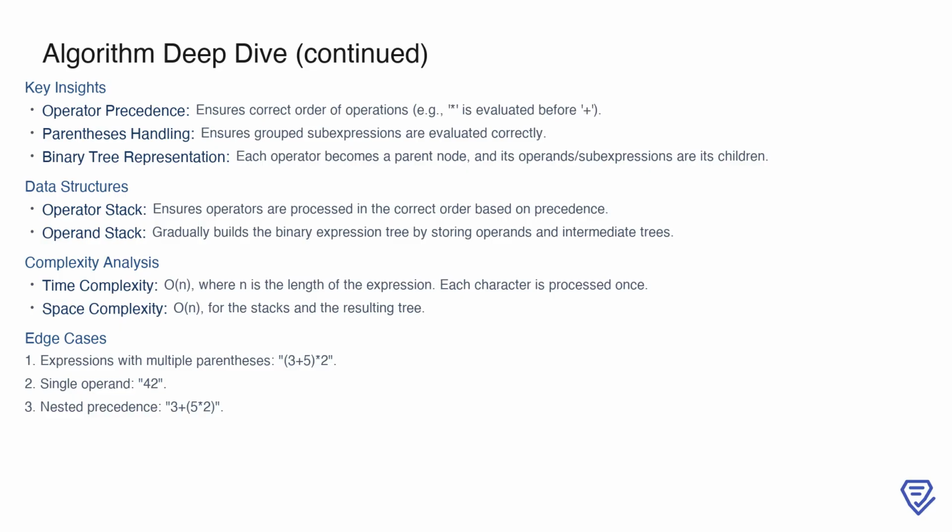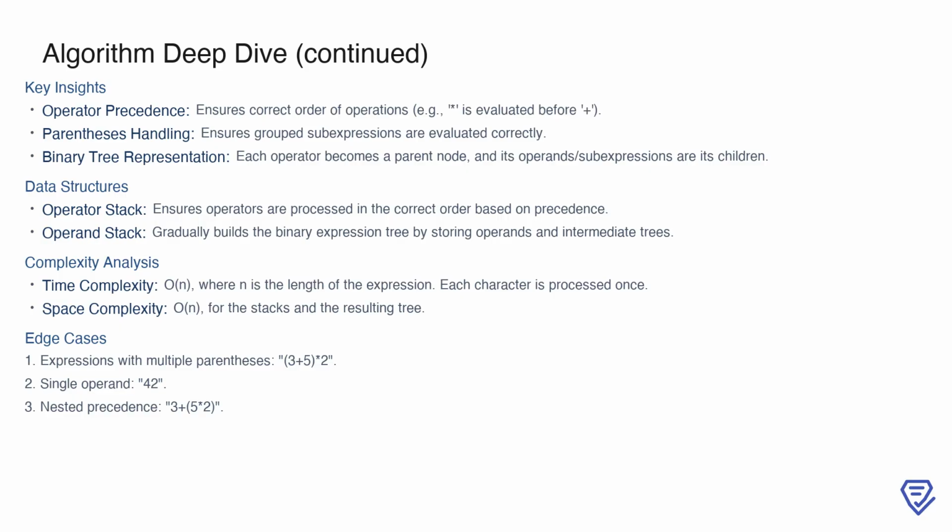This approach relies on key insights to ensure correctness. The use of operator precedence guarantees that operations like multiplication and division are evaluated before addition and subtraction. Parentheses are handled carefully to enforce proper grouping of sub-expressions. The resulting binary tree represents the expression structure, where each operator becomes a parent node and its operands or sub-expressions are its children. The algorithm is supported by two critical data structures: the operator stack, which helps maintain the correct processing order of operators, and the operand stack, which is used to build the binary expression tree step by step.